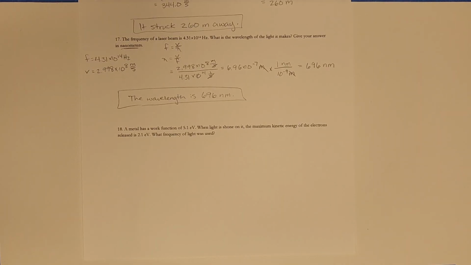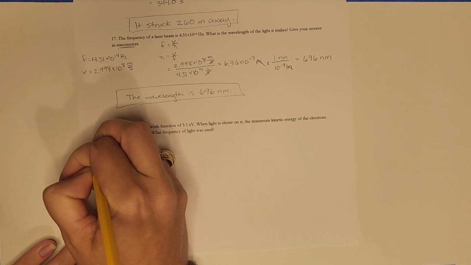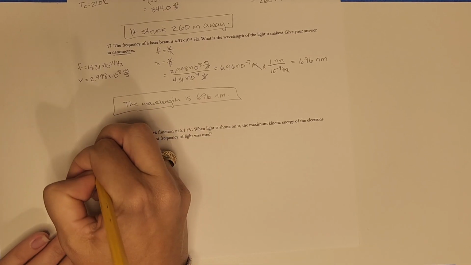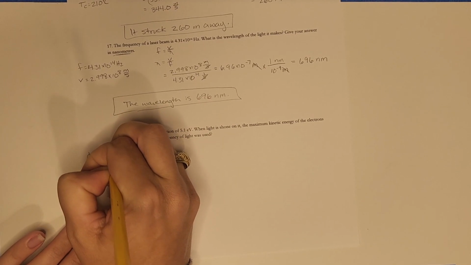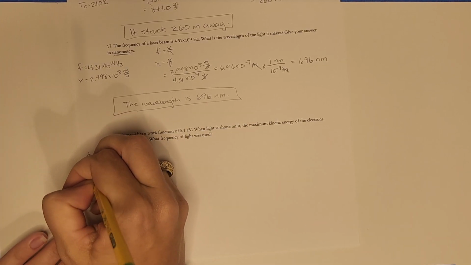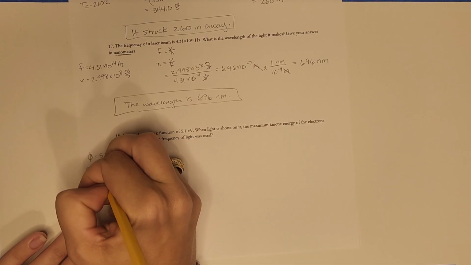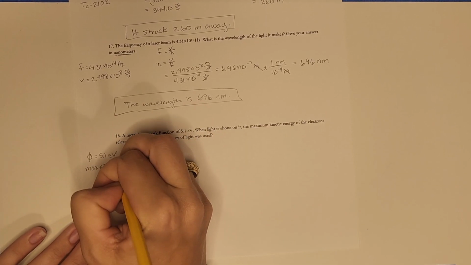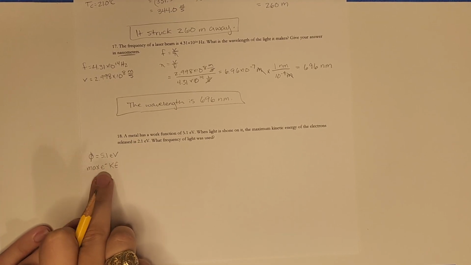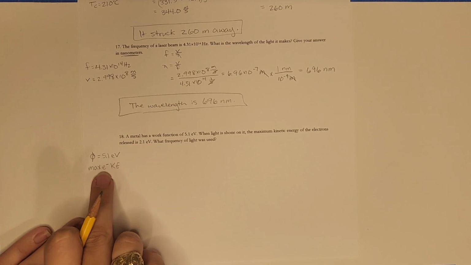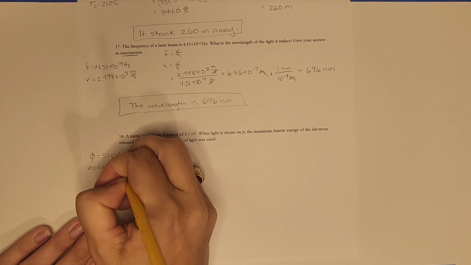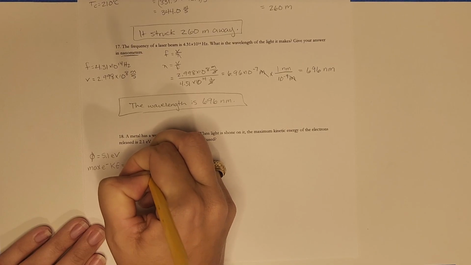Question 18. A metal has a work function of 5.1 electron volts. When light is shown on it, the maximum kinetic energy of the electrons released is 2.1 electron volts. What frequency of light was used? Okay, so we are given our work function, which has that symbol. Okay, we are given the maximum, call it electron kinetic energy. That's how I'm abbreviating that. E with the superscript negative stands for electron, and Ke is a kinetic energy. And that is 2.1 electron volts.